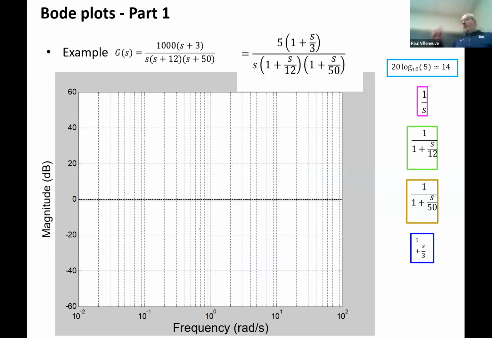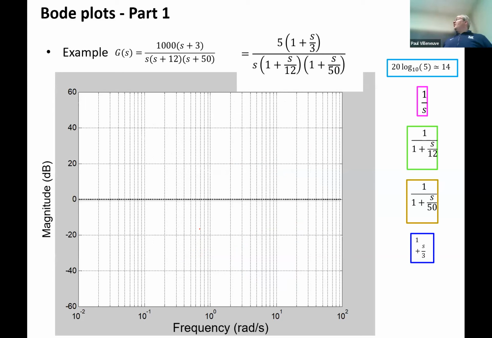All right, let's do one quick example and then I'll let you go because everybody's brain must be hurting, right? This is a lot of math but it just gives you a little taste of doing Bode plots and frequency response. So let's take a look at a simple block diagram that has a transfer function of 1,000 times s plus 3 over s times s plus 12 times s plus 50.